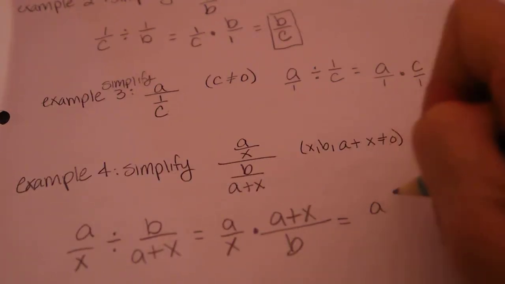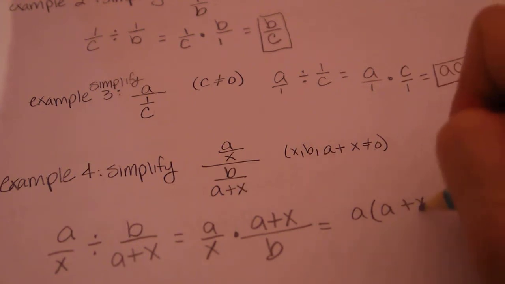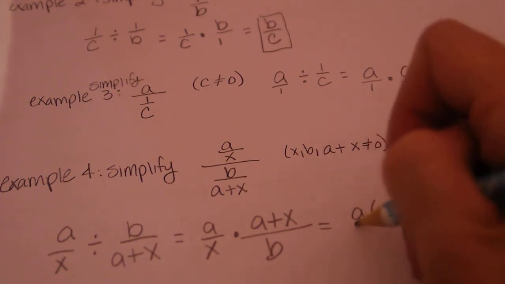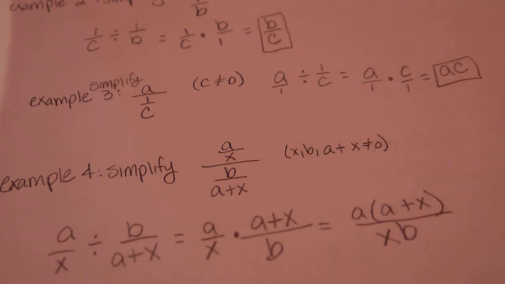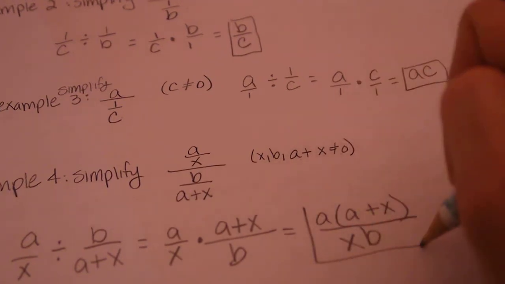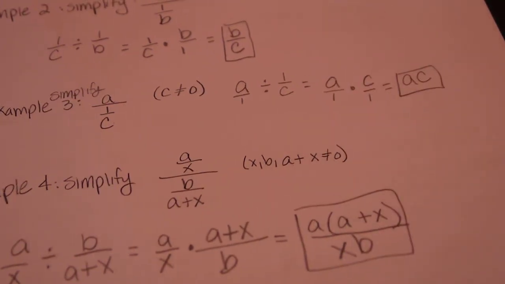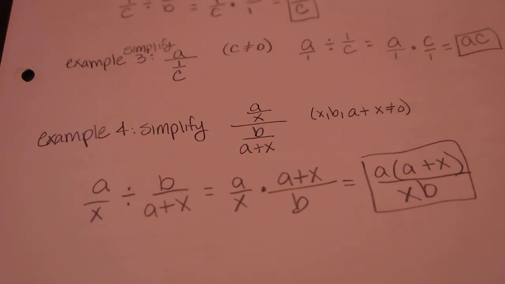The book leaves it like this. We just put parentheses here, over xb. Or you could put it over bx if you are really particular about alphabetical order. The book leaves it as xb. All right, so that's how we do that.